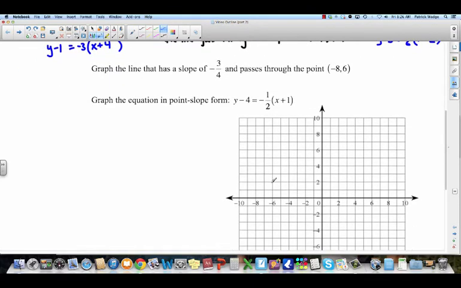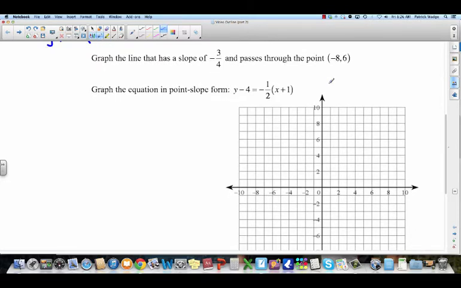We're going to graph a line that has this slope and passes through this point. No problem. We've done this kind of thing before. What are you going to graph first, the point or the slope? The point. -8, 6. Right there. It has a slope of -3/4. So let's think of the negative being with the 3. Here's our rise, here's our run. We're going to rise -3. That means down. 1, 2, 3.